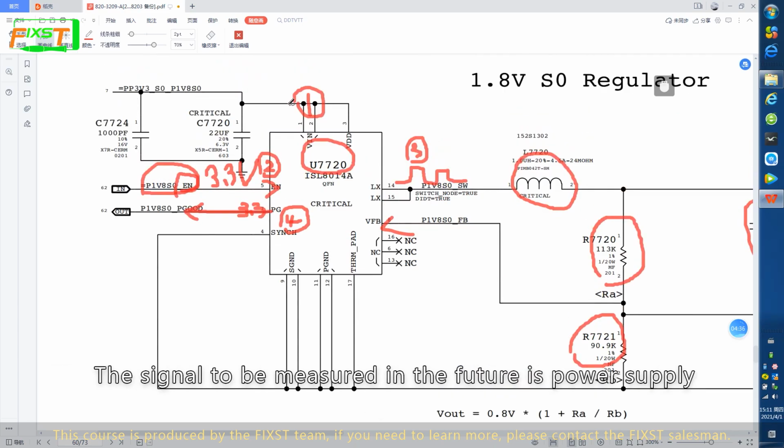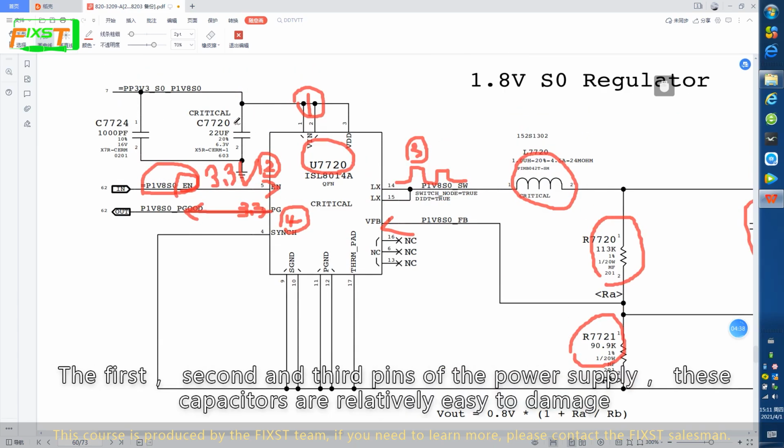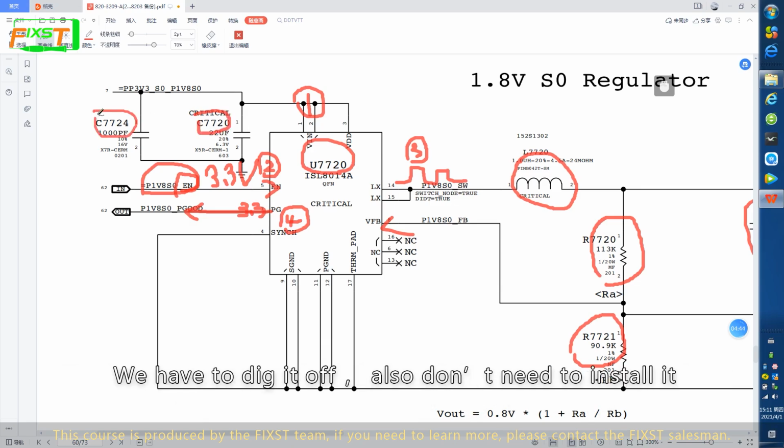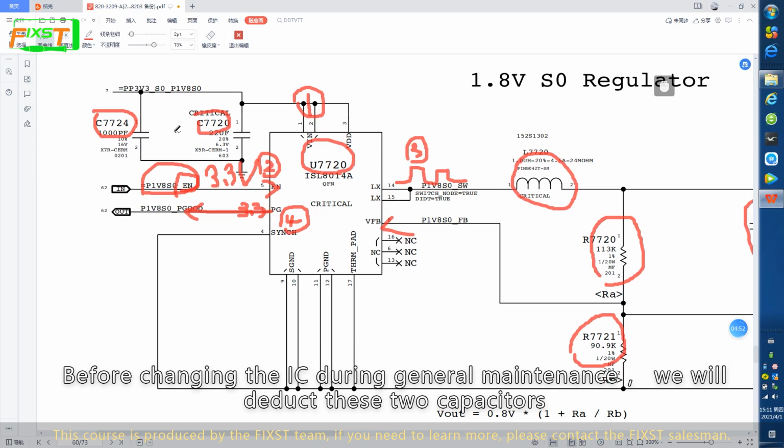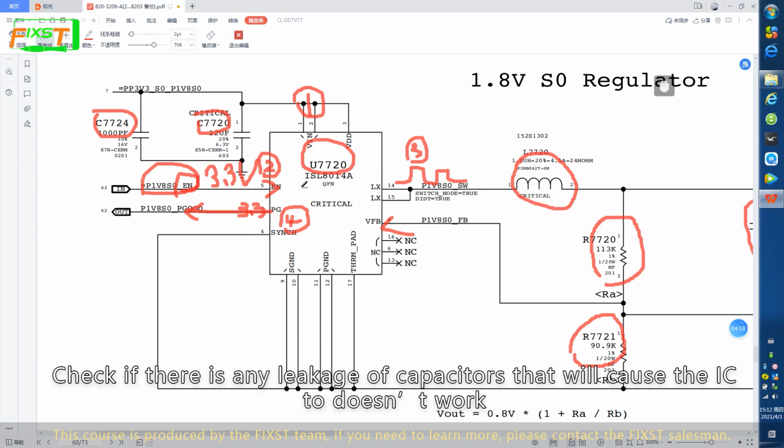The signals to be measured in the future are the power supply, the 1st, 2nd, and 3rd pins. These capacitors are relatively easy to damage. We have to remove them, and they don't need to be installed again. Both the C7720 and the C7724 capacitors play a filtering role. Before changing the IC during general maintenance, we will remove these 2 capacitors and check if there is any capacitor leakage that will cause the IC not to work.